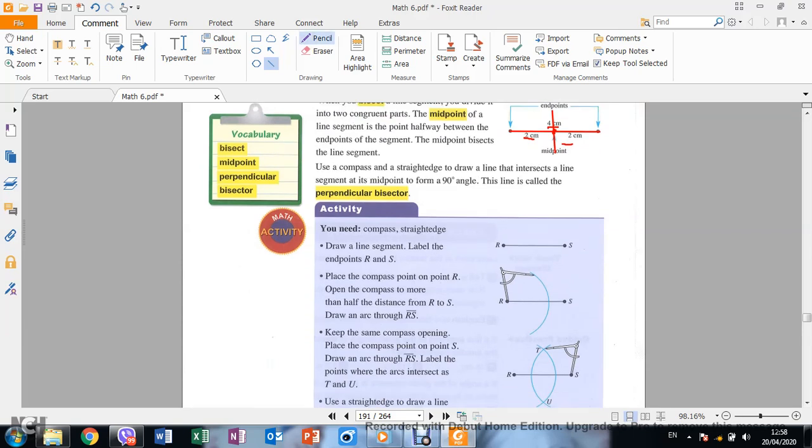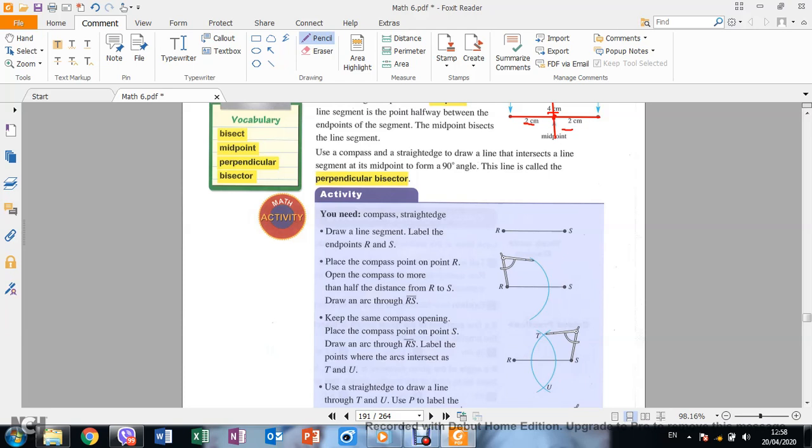Now we have this activity. I read it for them. At first we have this line segment RS. When I tell them to bisect it into two congruent parts, what do you need to do? Using a compass, open it more than half of the line segment. Now put down the compass needle at point R and draw an arc. Again, put down the compass needle at point S and draw another arc. So you get two points, T and U.